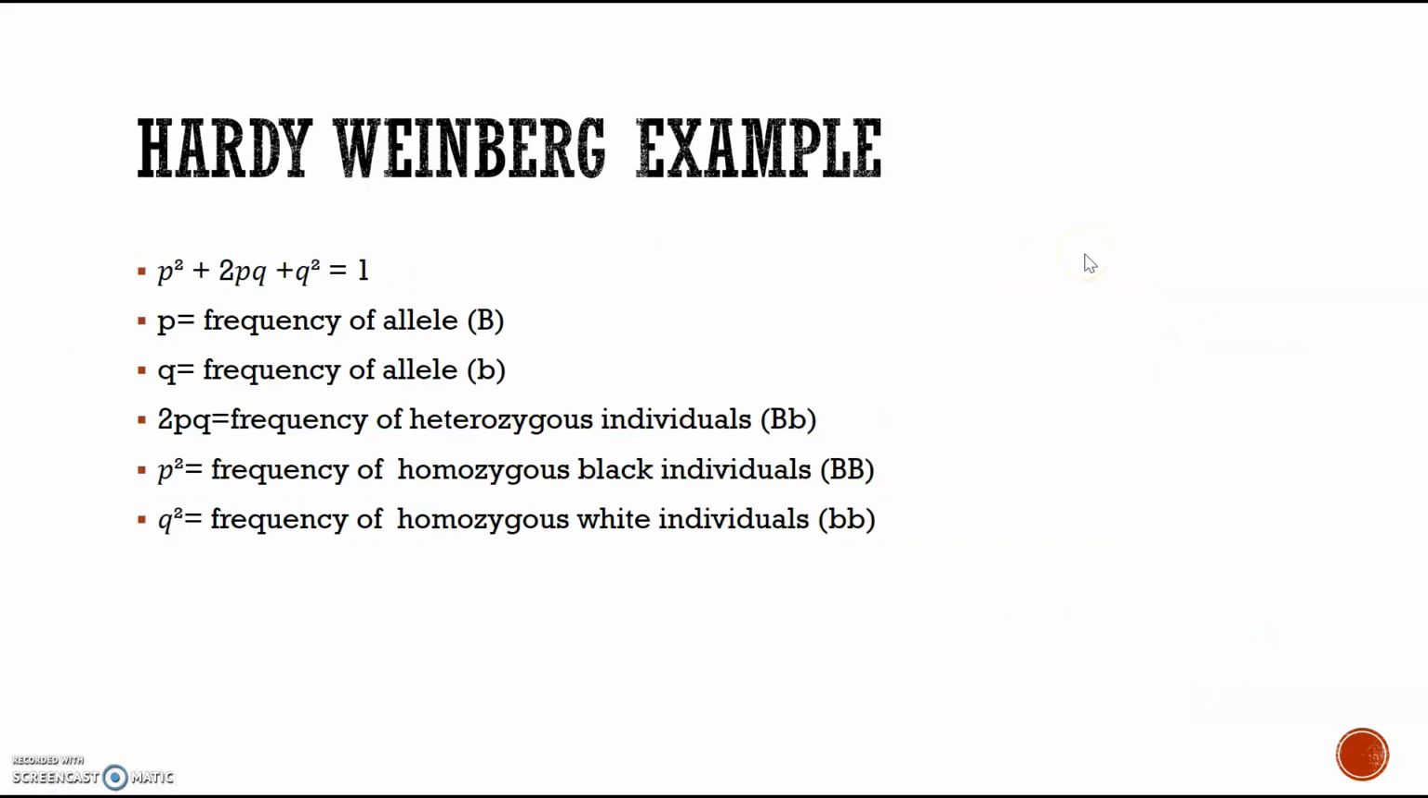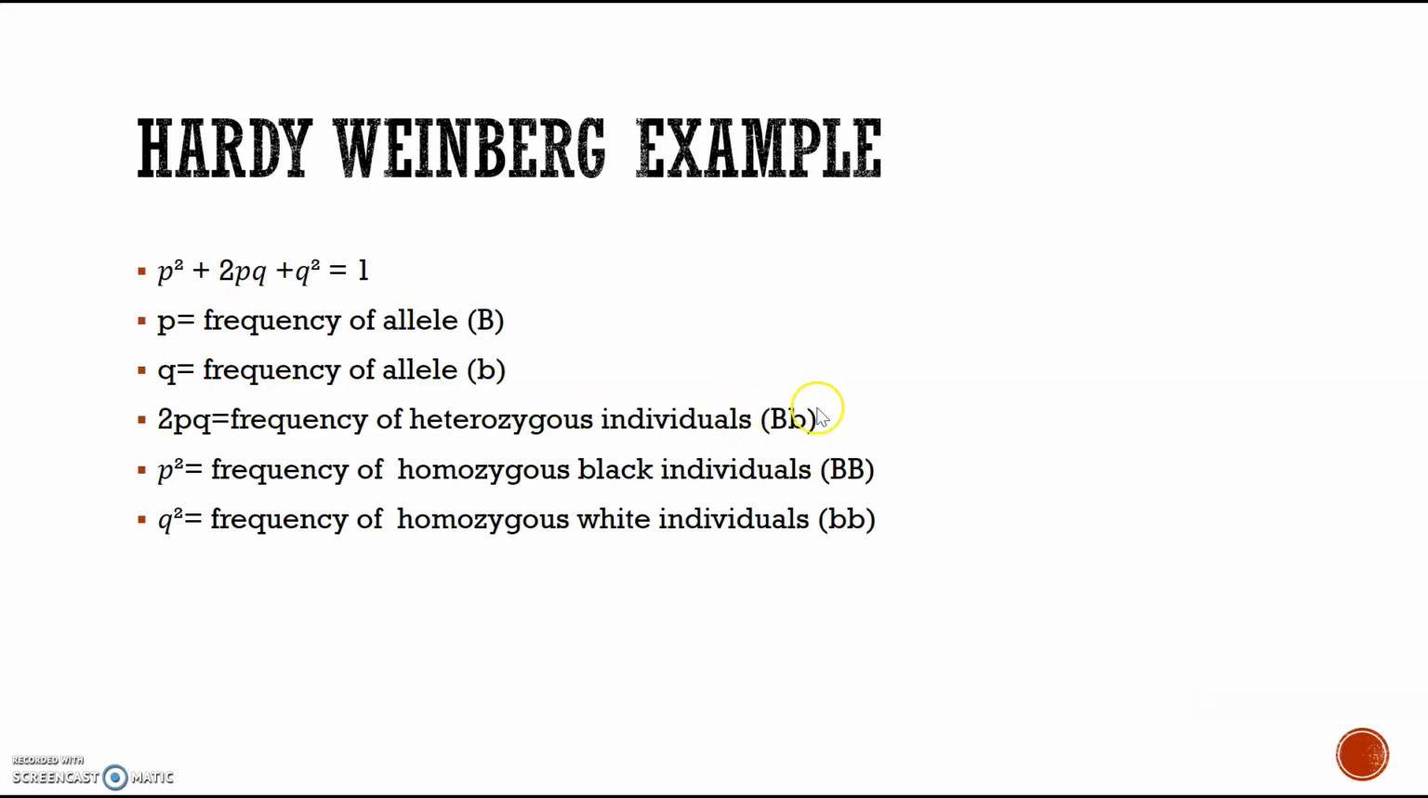Okay, so what can we do with that information? We can use the Hardy-Weinberg equation to predict the frequency of the occurrence of the other alleles and genotypes based on the ones that we know. So we can take a look at this equation. P is going to be the frequency of the big B allele. Q is going to be the frequency of the little b allele.